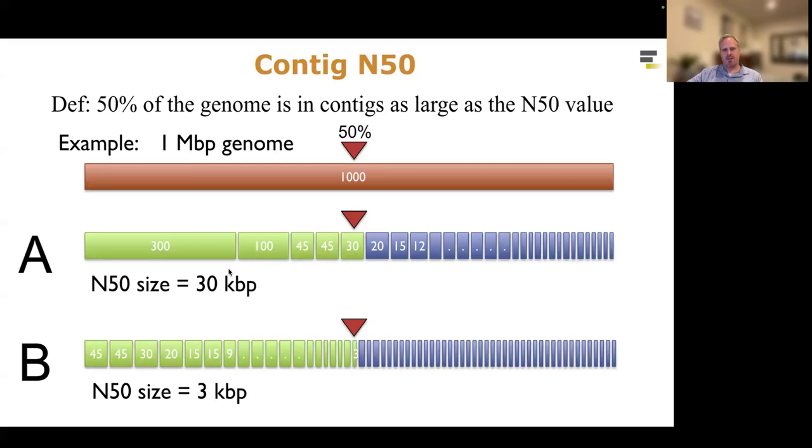Now, if we had an alternate assembly of the same genome, it could be the same assembler with different parameters, or it could be an entirely different assembler with different data types. For whatever reason, we have a different assembly of the same genome. Again, we list the contigs from largest to smallest. We repeat the same process: how far down this list do we need to go until we get to 50% of the genome size? And in this assembly, that's only 3 KB. So the mean or median may be pretty similar here, but the N50 size highlights that there's a bigger difference in this distribution. Here we still have a 30 KB contig at the halfway point. Here we only have a 3 KB contig at the halfway point.